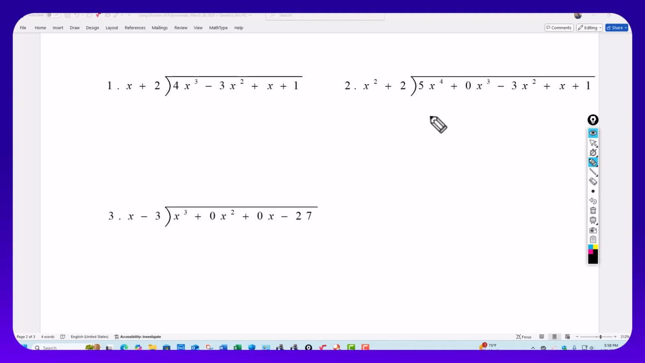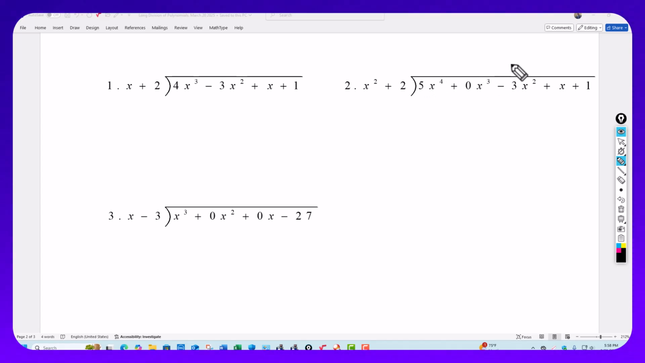Okay, in the second one, we're dividing by x squared plus 2. And notice there we didn't have an x cubed, so I filled in a 0 x to the third, and then a minus 3x squared plus x plus 1. So we divide x squared into 5x to the fourth, and it gives me a 5x squared. So let's put it over here to line it up. x squared into 5x to the fourth cancels 2 factors of x squared. So this gives me a 5x squared here.